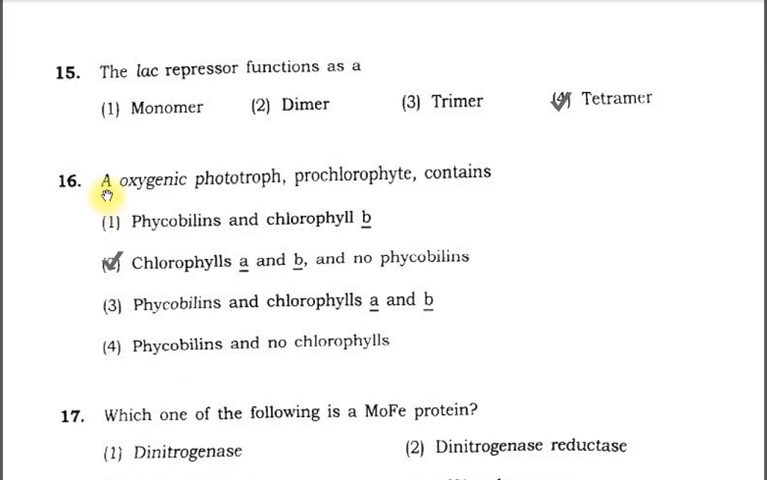So it is an oxygenic phototroph. That means there are the oxygenic phototrophs. These are also called prochlorophytes. These are oxygenic photosynthetic cyanobacteria which are known for their photosynthetic pigments, and they lack phycobilins, but they have unusual chlorophyll. So they have chlorophyll A and B but not phycobilins.